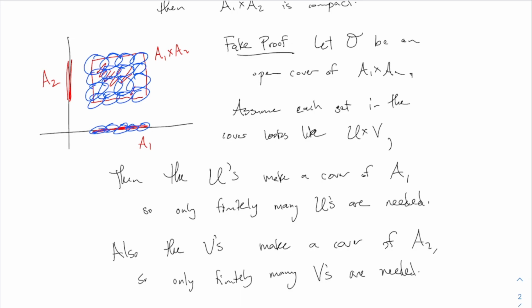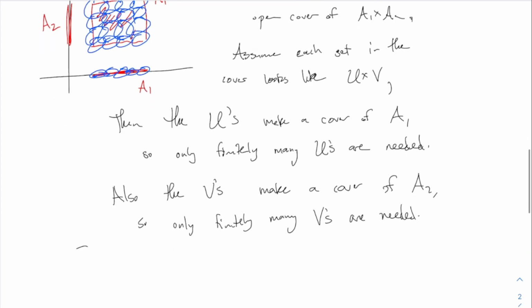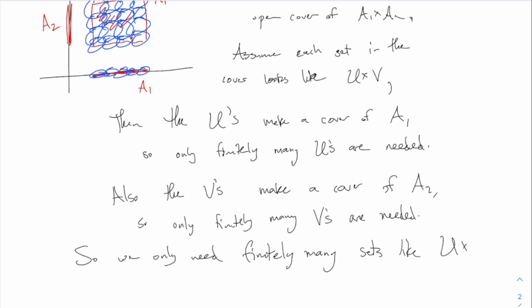And that means, put them all together, you only need finitely many of these in the product, because you only need finitely many of the U parts and finitely many of the V's. And so, of all the sets that you started with, you only need finitely many of them. Finitely many sets that look like U cross V to cover A1 cross A2. That's the idea. These are the basics of how you would make this proof work.